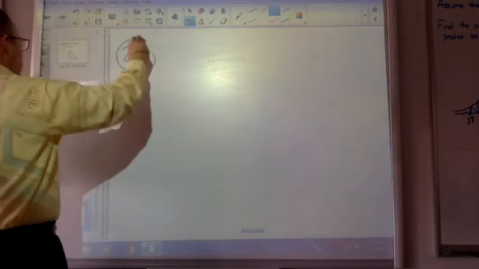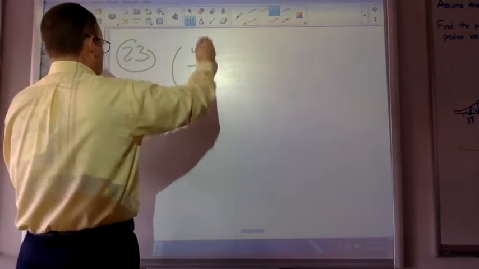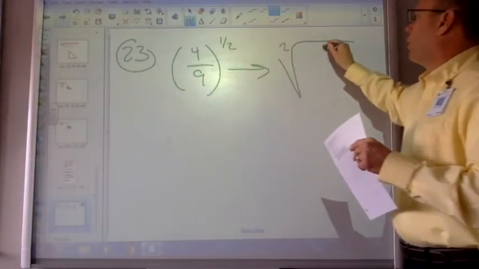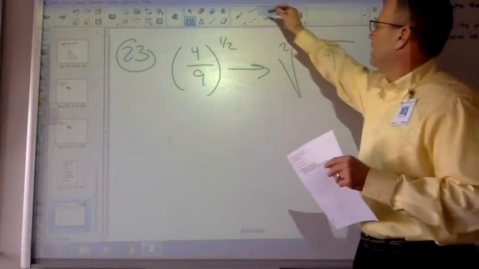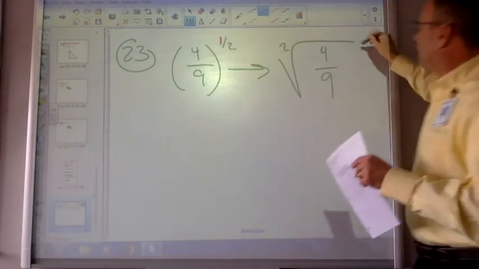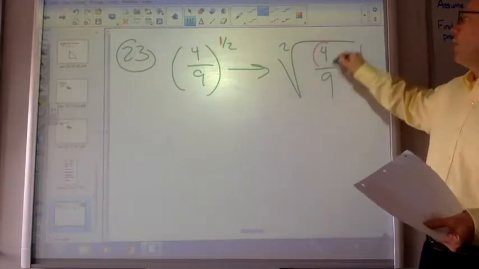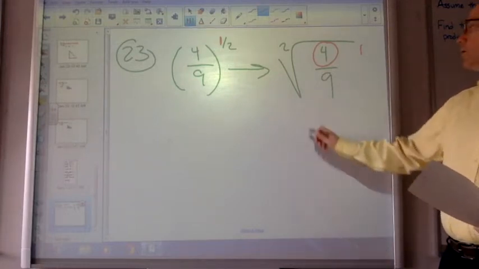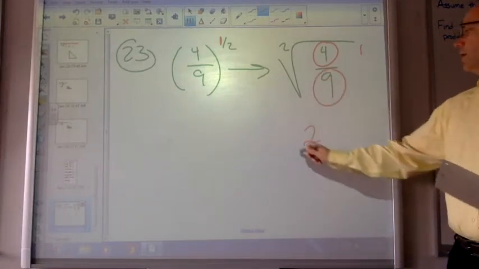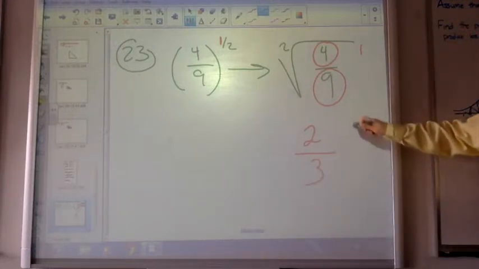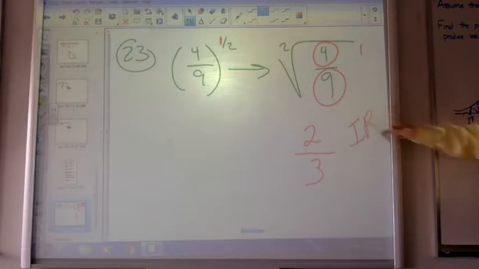All right, now number 23. We have 4 over 9, and this is raised to the 1/2 power. The 1/2 power is the same thing as the square root. So technically, this 1 right here goes right there. But if I raise something to the first power, isn't it itself? Okay, so what is the square root of 4? 2. What's the square root of 9? That is an irrational number because it's a fraction.